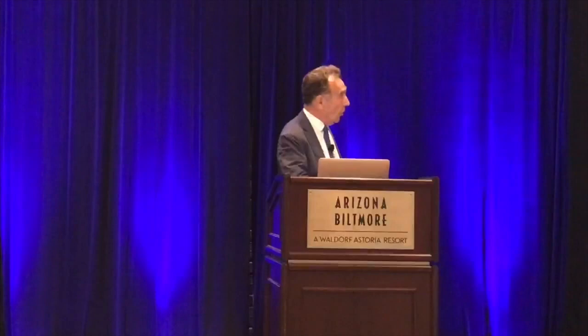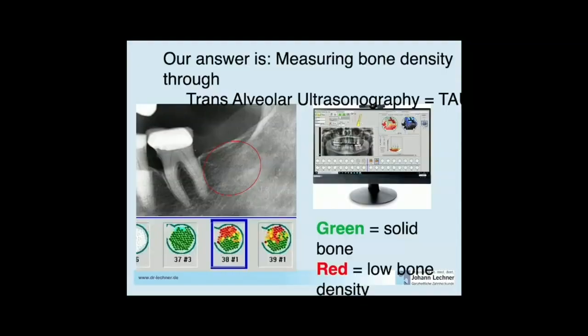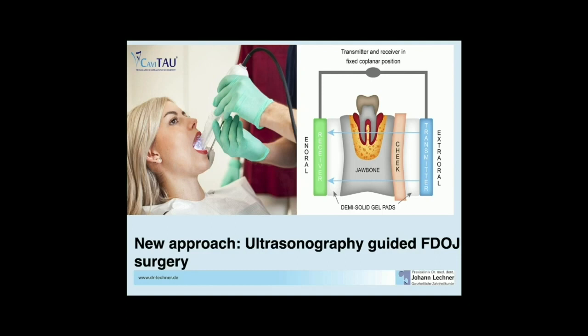Now, how does it look when you use our TAU device in your practice? Here you have a sender outside, you have a receiver inside. It's very simple. The receiver inside the mouth is just as big as a fingernail. So for each odonton you want to check, you have one scan. Extraorally the sender, intraorally the receiver, and the ultrasound wave goes through the alveolar bone. The receiver picks up the attenuation of the sound wave and shows it in a picture, green or red. So it's very simple.